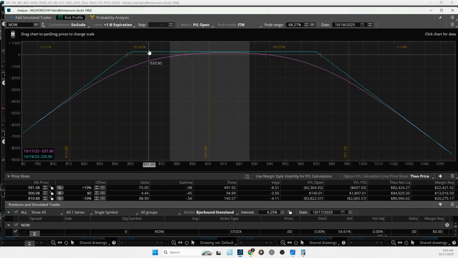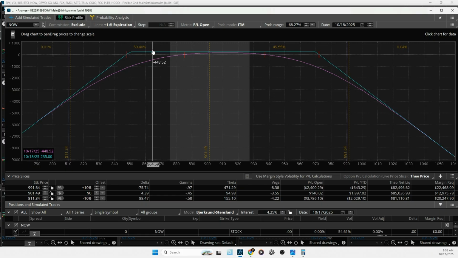But we know my max profit is 235. Actually, let's stick with that, the max profit being 235. And I'm going to change on a different computer over here. I'll take a quick look at the futures market right now for the stock market.